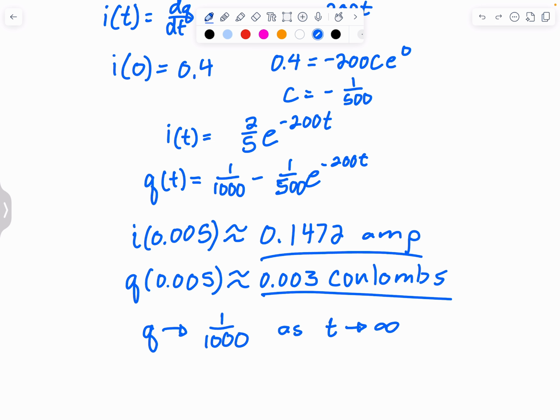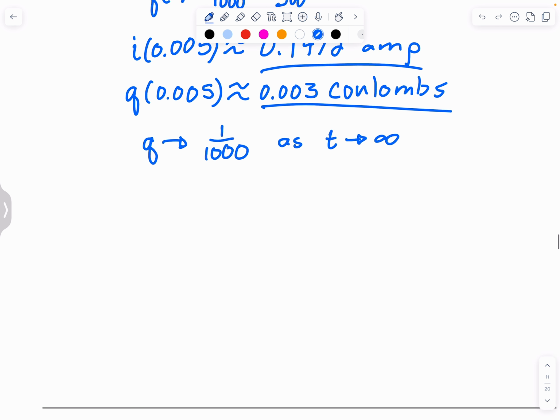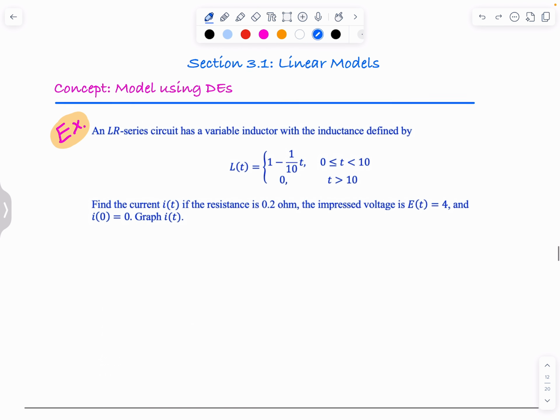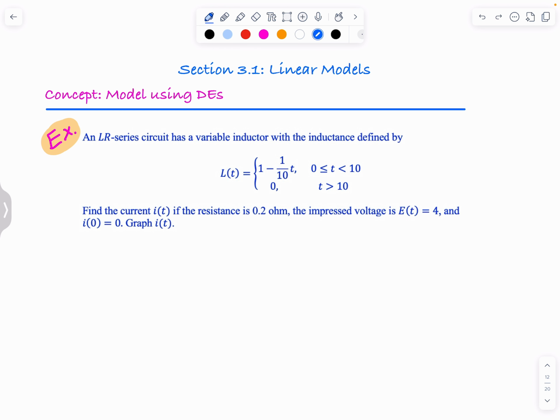All right, the next problem is a setup with the other one. So let's go ahead and do that. We have our answers there. So an LR series circuit has a variable inductor with the inductance defined by that piecewise function. That's why it's variable. It changes at 10. Find the current I of t if the resistance is 0.2 ohms, the impressed voltage is 4, and I of 0 is 0. And they said graph I of t. We're not going to do that. You could graph it at the very end and throw it into Desmos, but I'm not too worried about it. All right, so this is the other series.